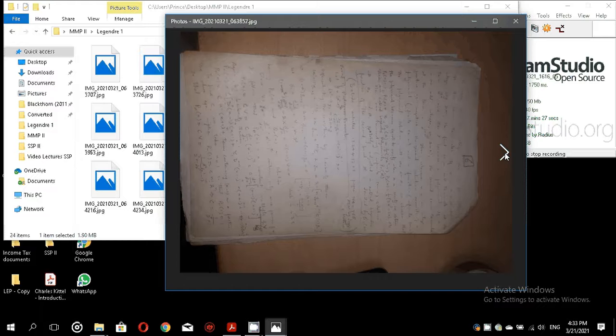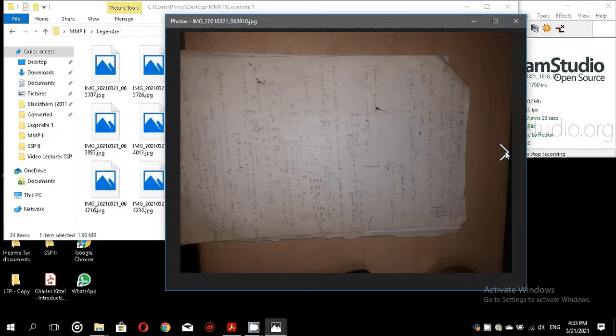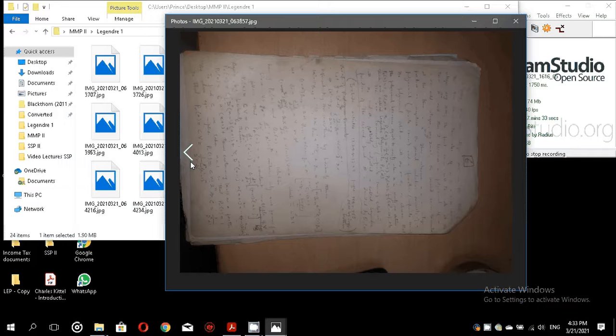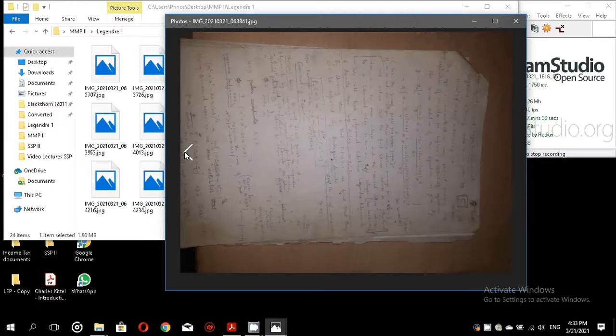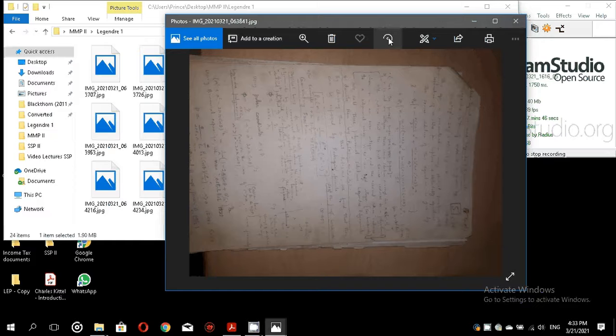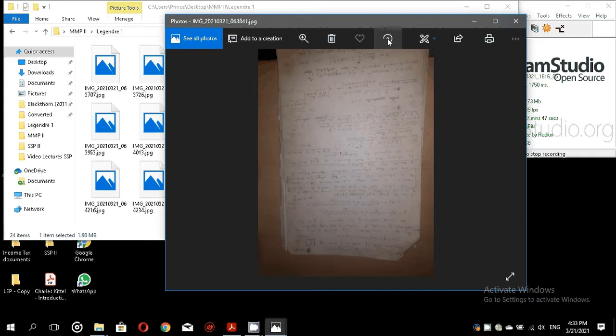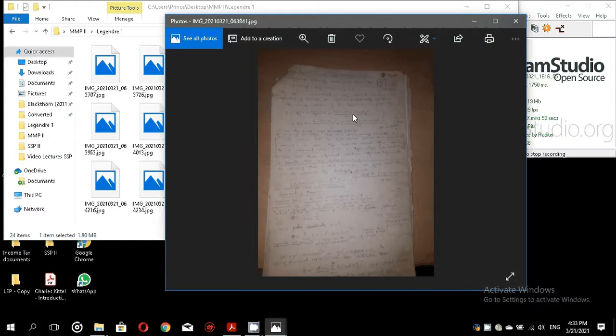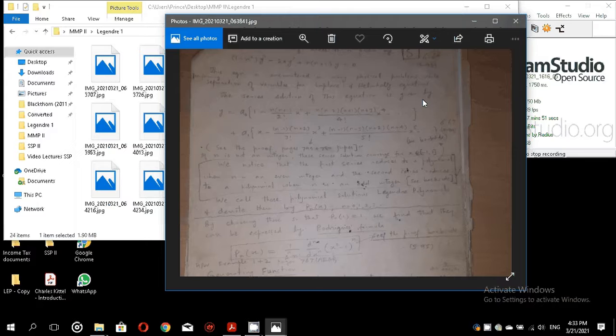This is page number 5 I want to display. Let me put it upside down.